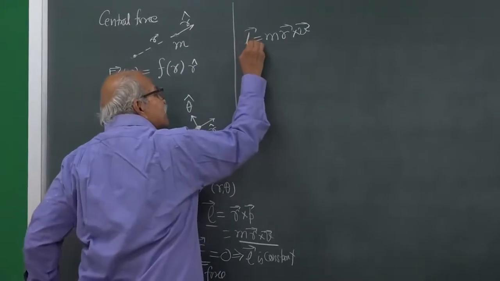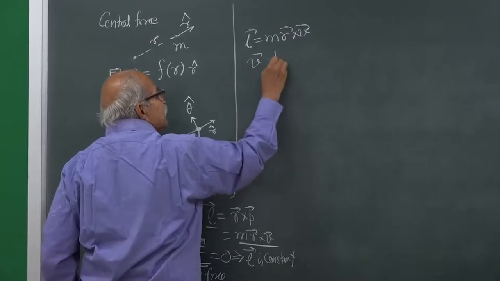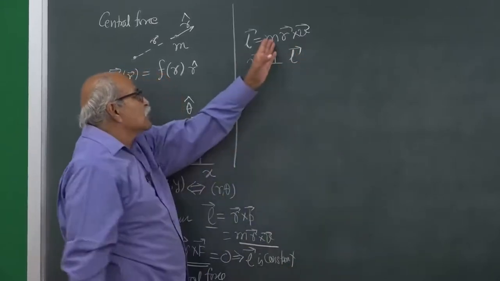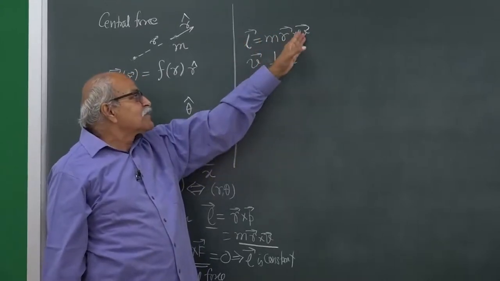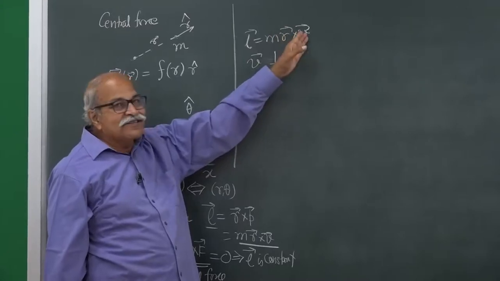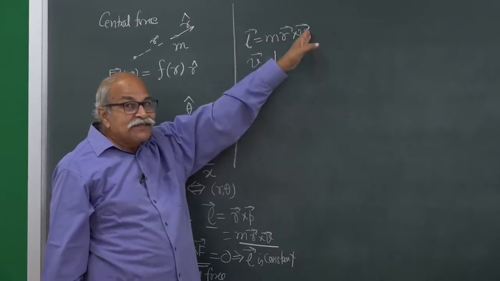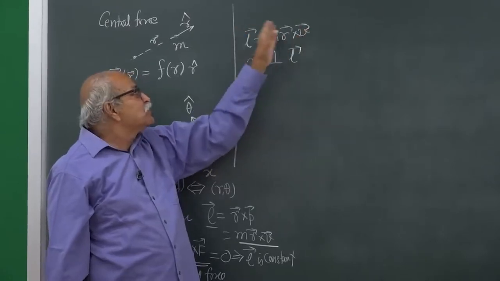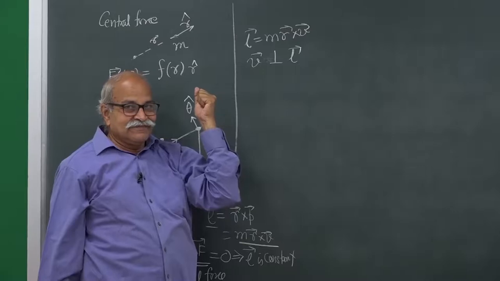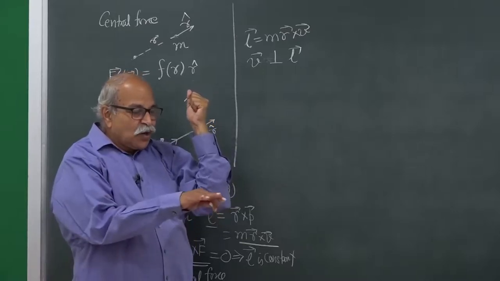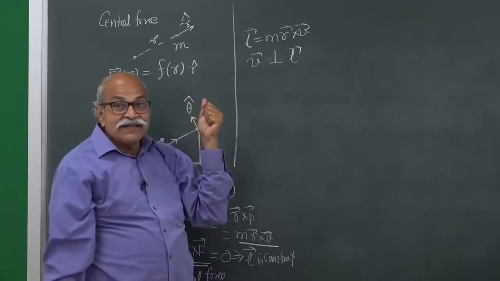and this is a constant vector, remember, and this v is perpendicular to L, that is how the cross product is defined. The cross product of two vectors is perpendicular to each of these two vectors. So L is perpendicular to r, L is perpendicular to v. I am interested in the second part. L is perpendicular to v, so v is perpendicular to L, and L is a fixed vector. So particle does not have any component of velocity along this L direction.